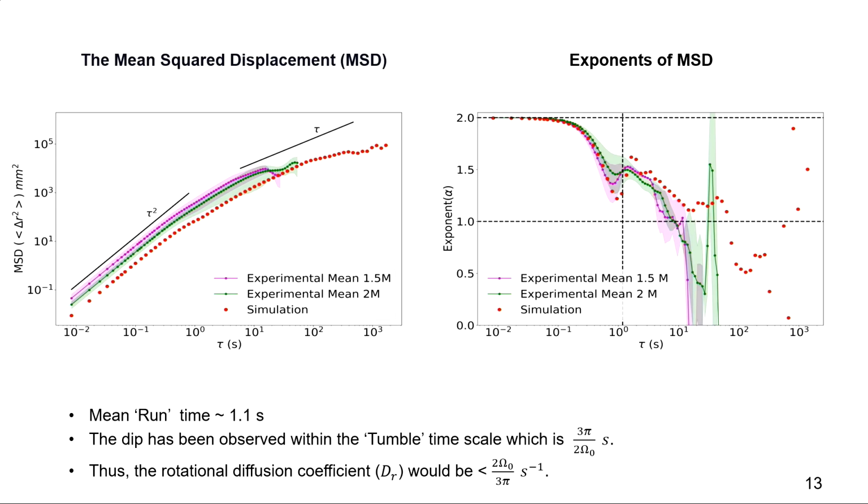Here is a mean square displacement plot where we have seen at the run time there is a ballistic motion within 1.1 seconds, and the dip has been observed at the tumble time scale, and this is the exponent plot. To understand the exponent clearly, we have taken the derivative of the MSD, and the diffusion coefficient should be less than the inverse of the tumble time scale.